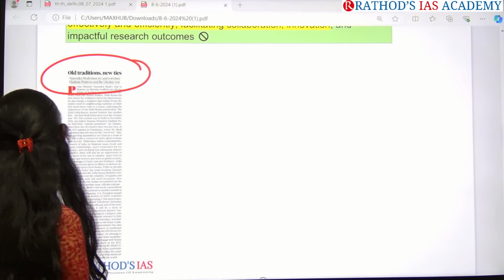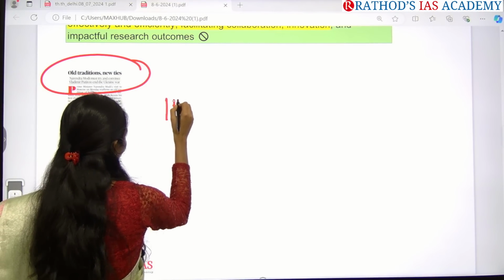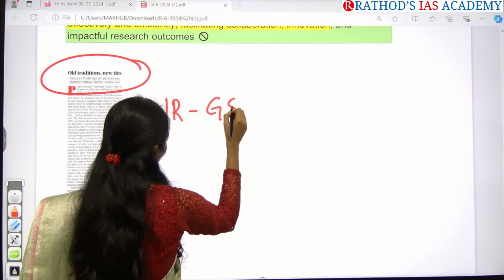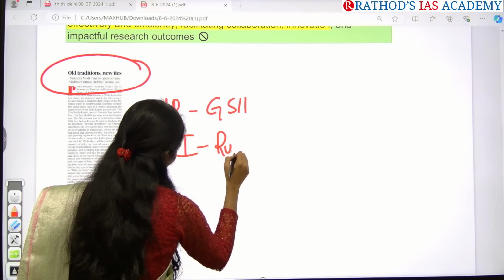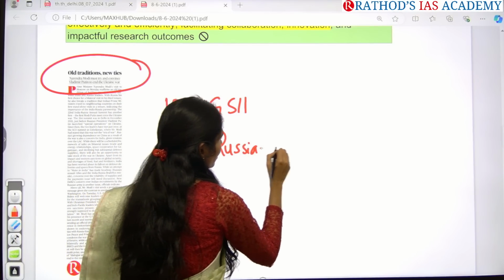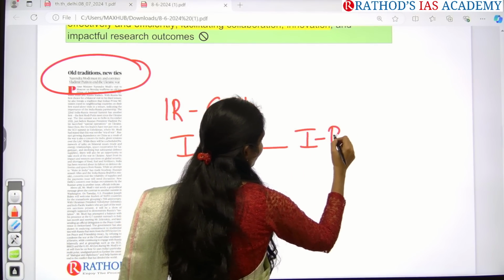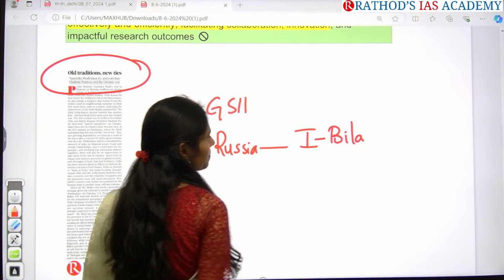So this article is important from your international relations, which is part of your GS Paper 2. Whenever you are talking about India-Russia relations, which part does it come under? India bilateral relations.